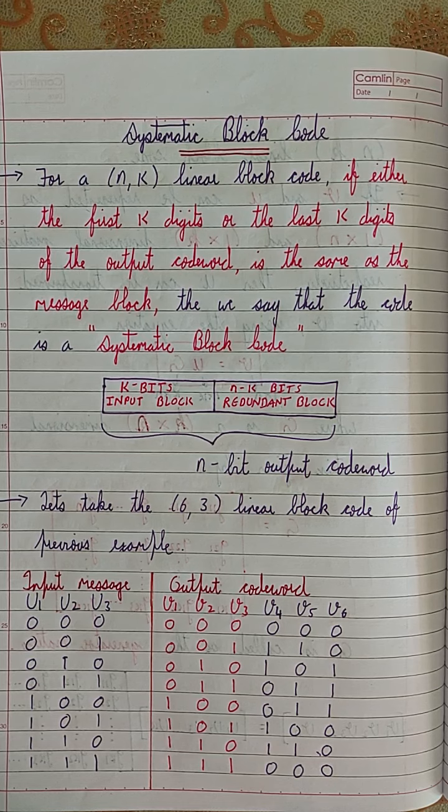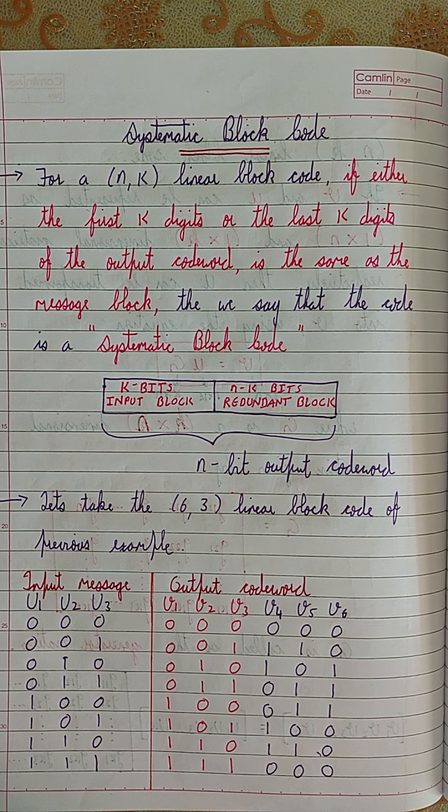In the previous video we learned about the (n,k) linear block code, where n stands for the number of output bits and k stands for the number of input bits. Always the value of n is greater than the value of k. That is, the number of output bits is greater than the number of input bits.